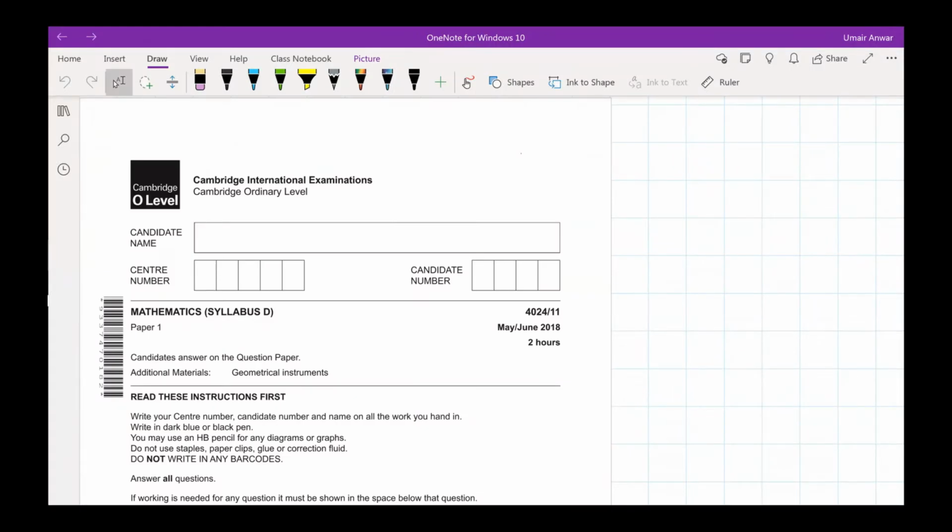Welcome to this tutorial. The series I'm going to start today is the series in which I am going to solve past papers. I'm going to start solving these past papers from the year 2018, May, June, and the paper we are going to start in this tutorial is paper 1-1, paper 1 and variant 1.